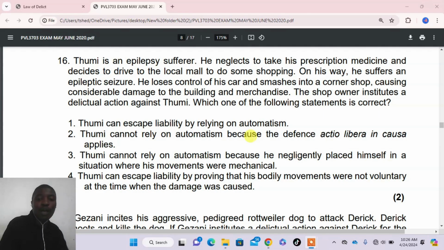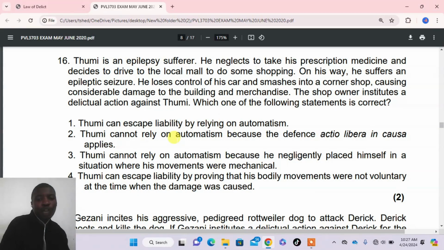But now, because he neglected to take his prescribed medicine, he cannot rely on automatism. So that is the correct answer, that this guy cannot rely on automatism. He cannot escape liability based on what? On automatism, because he put himself in that situation.